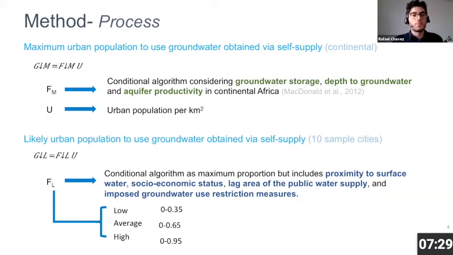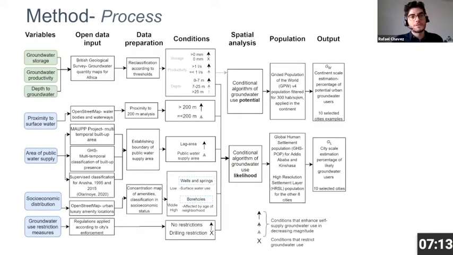To tune the model, we assigned ranges to the likely proportion of low, average, and high. Next slide, please. I won't go into details of the method, but know that each variable was processed to be represented in a spatially distributed grid and had some GIS process to it. GM and GL were estimated through conditional algorithms using these processed grids.